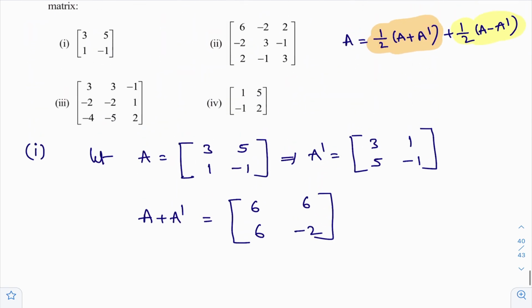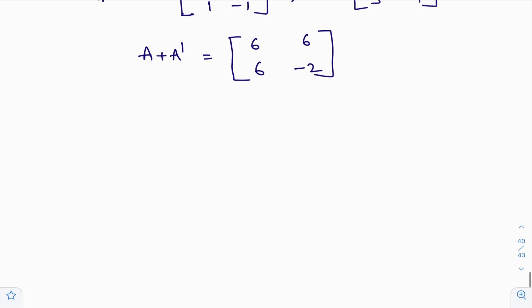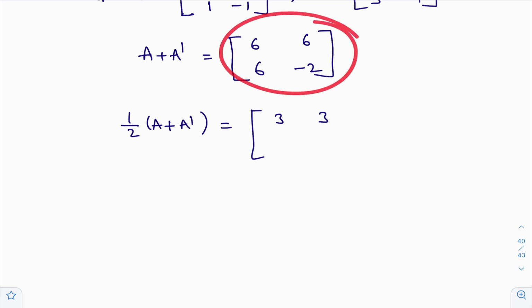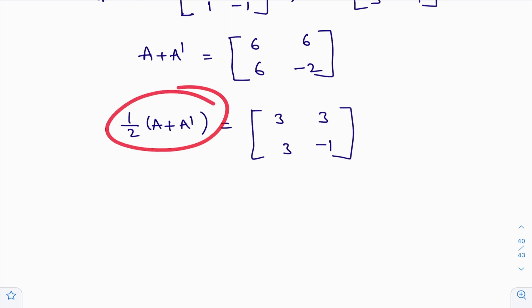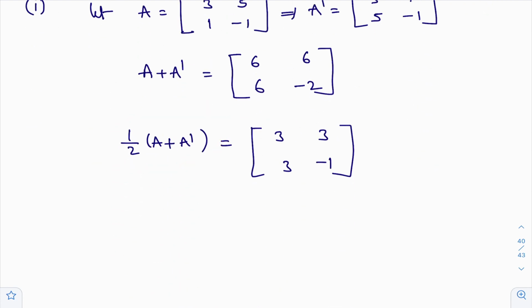What I want to calculate is half into A plus A dash. How to calculate this? Every element of this matrix you multiply with 1 by 2. 1 by 2 into 6 is 3. 1 by 2 into 6, again 3. Every element of this matrix you multiply with 1 by 2, 3, minus 1. This is half into A plus A dash. I have done the first step. The first step is over. I'll take this as 1.